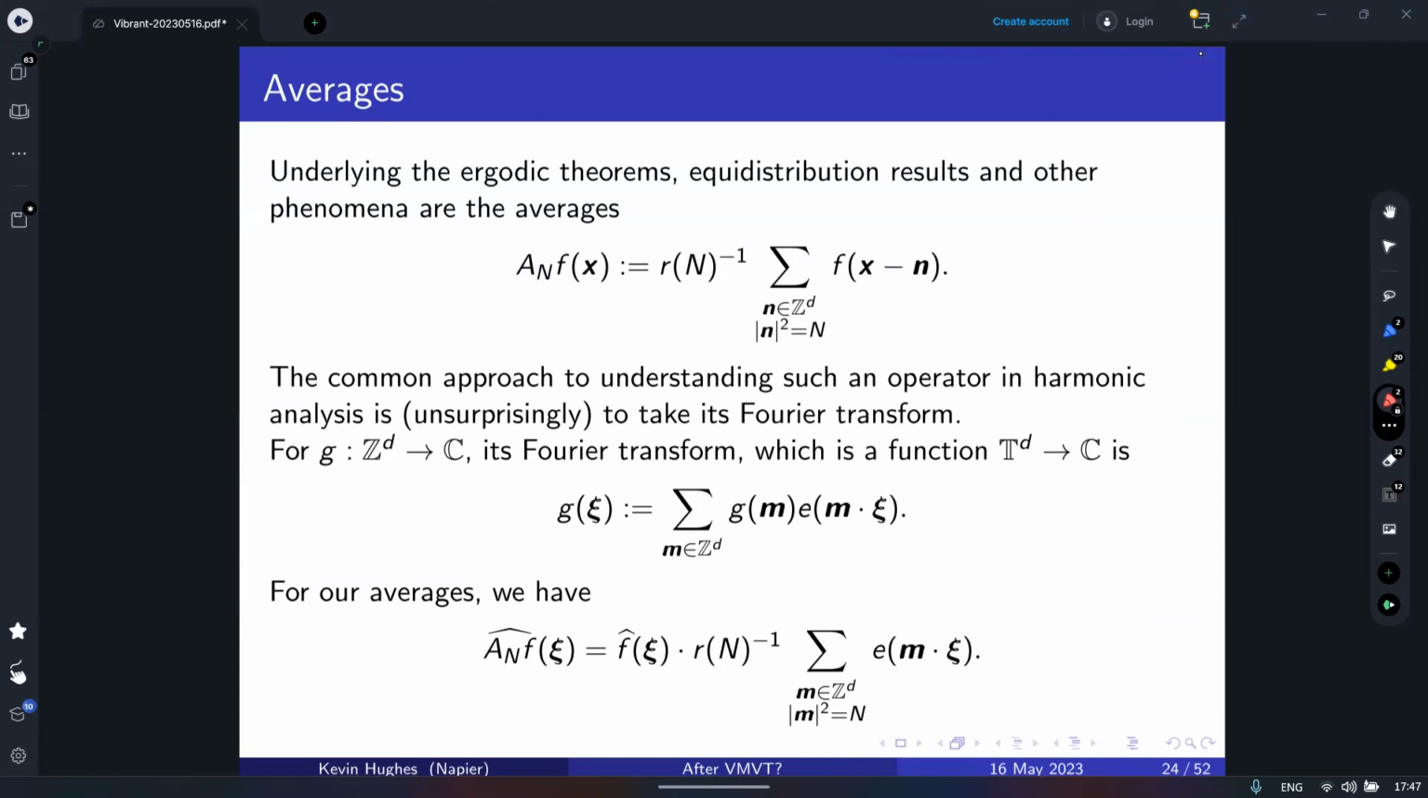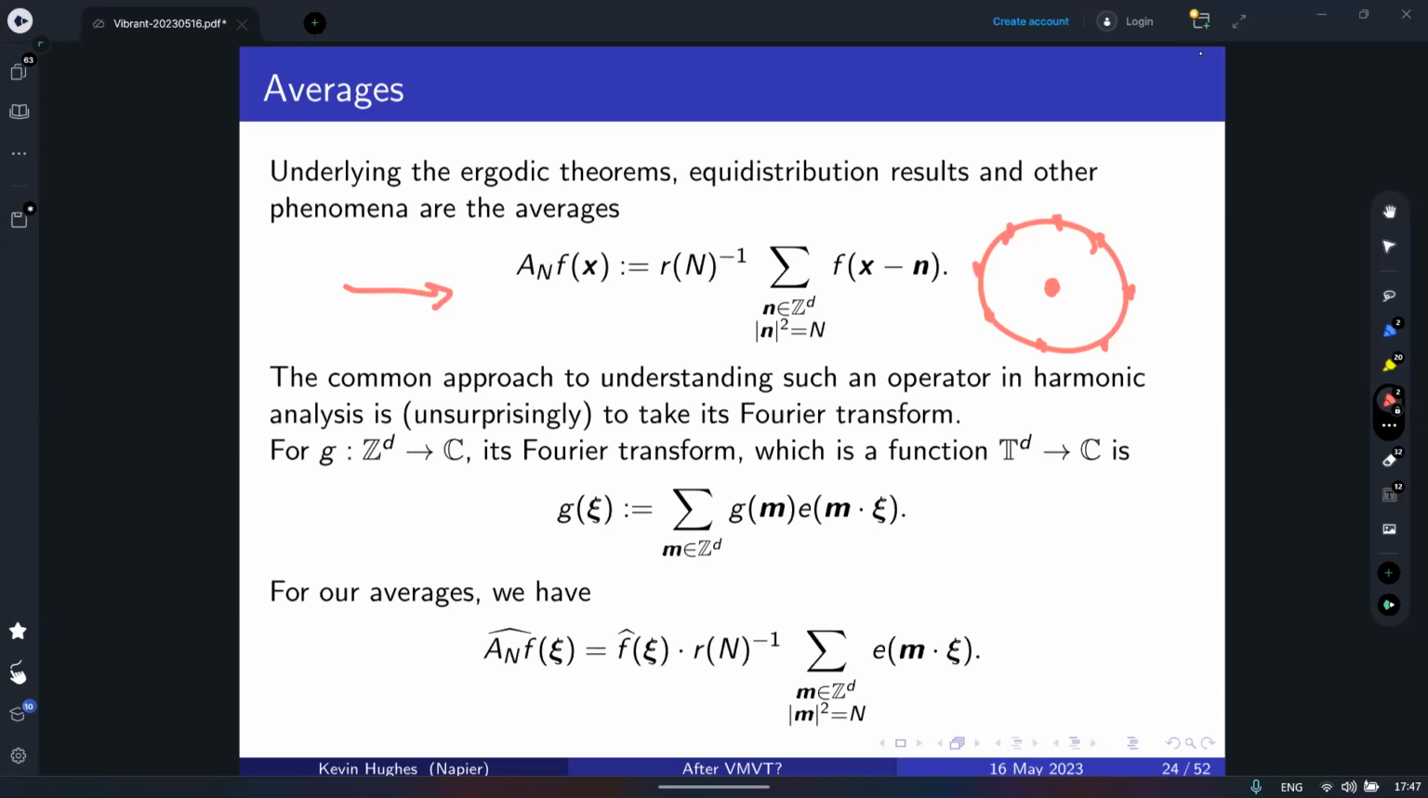In particular, we have these discrete spherical averages. I take some function defined on the integer lattice, and at each point I look at all the integer points that appear on the sphere. I sample my function there and I take the average. That gives me a new function. And if I can control this in terms of a maximal function, then you can start talking about these ergodic theorems. The way to do this is to look at the Fourier transform of this operator.